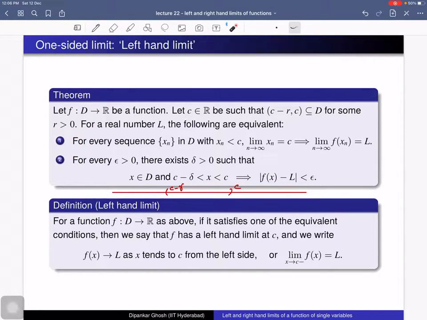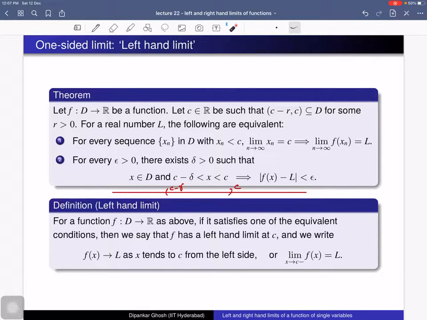So first condition, it says that you consider any sequence in D on the left side of this point c, and if that sequence converges to c, then this function value should converge to L. So basically it is saying that for any sequence which approaches c from the left side, this sequence f of xn should converge to L. So that is condition 1, and one can prove that this condition is equivalent to saying that for every positive real number epsilon there exists a positive real number delta, such that for all x belongs to D, if this x belongs to the deleted delta neighborhood and on the left side of this point c, then this function value f of x should lie in the epsilon neighborhood of L.